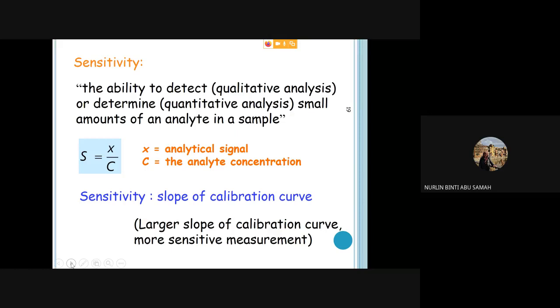Now for the sensitivity: the ability to detect in qualitative analysis and determine the small amount of analyte in the sample. Just like what I mentioned just now about the sensitivity, if the instrument or analytical method can detect the very tiny or very trace amount of your analytes, we can estimate that the instrument is very sensitive.